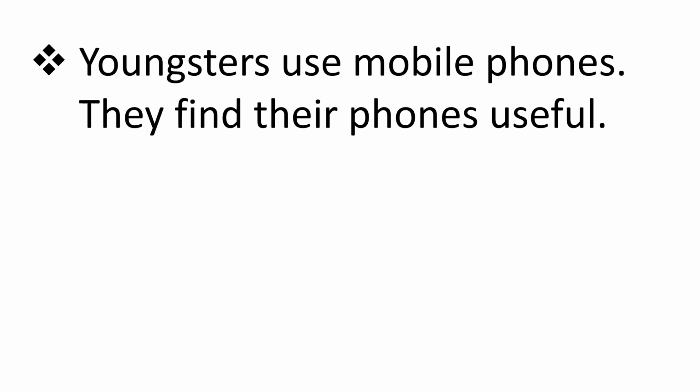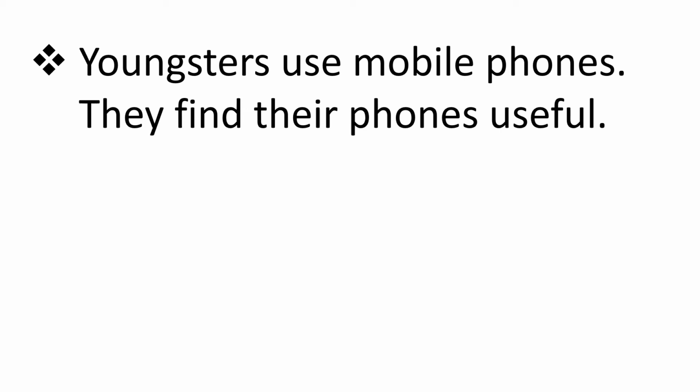Here are two simple sentences. What I mean by simple sentences, you have a subject, a conjugated verb, and an object. This is called simple because we only have one conjugated verb. So the first one is young girls use mobile phones. And the second sentence is they find their phones useful. So you can see that there's already the word phones. You could have they find them useful as well.